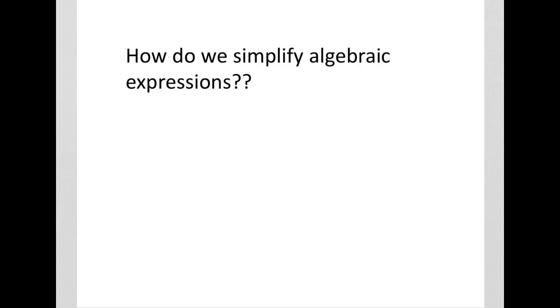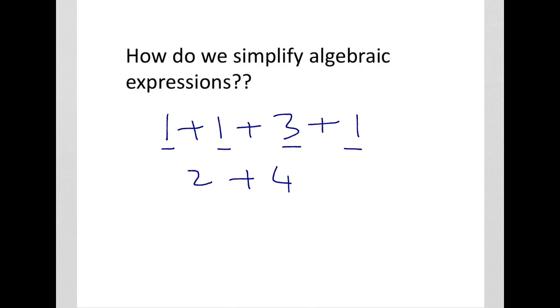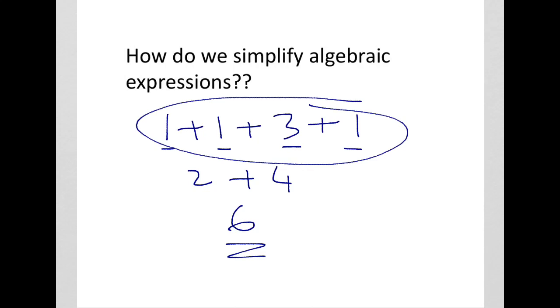For example, if I were to simplify 1 plus 1 plus 3 plus 1, I would do this. I'd go 1 and 1 is 2, plus 3 plus 1. 3 and 1 is 4. Simplifying that, I get 4 plus 2 is 6. So in respect of simplifying this expression, we reduce it down to a single variable, which is 6.